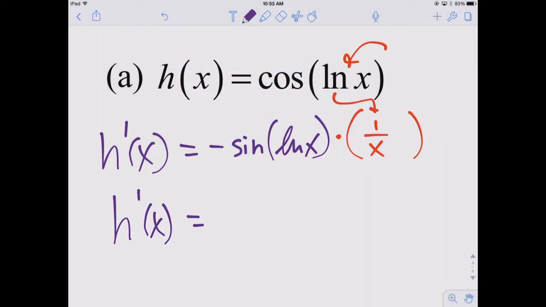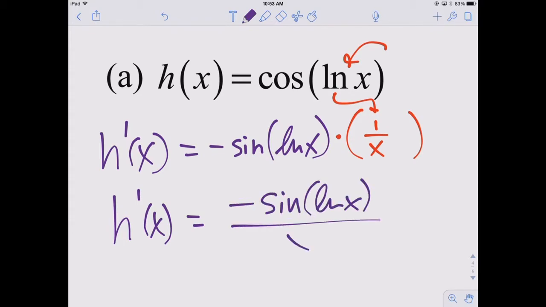Help them unpack boxes. So if you want to, you could just tidy it up just a smidgen, right? Put it over x.